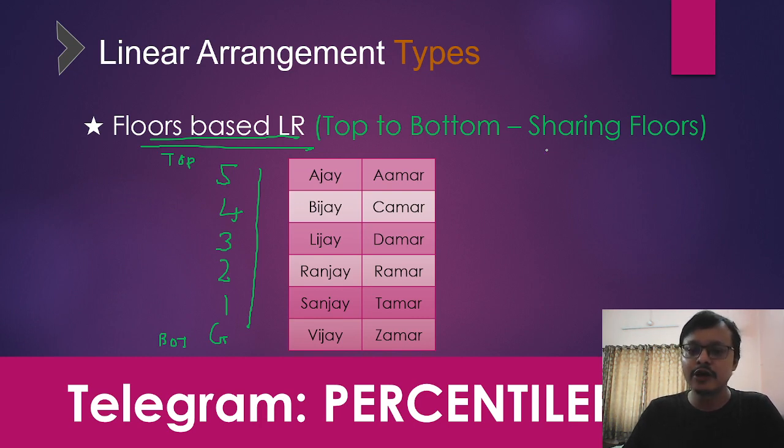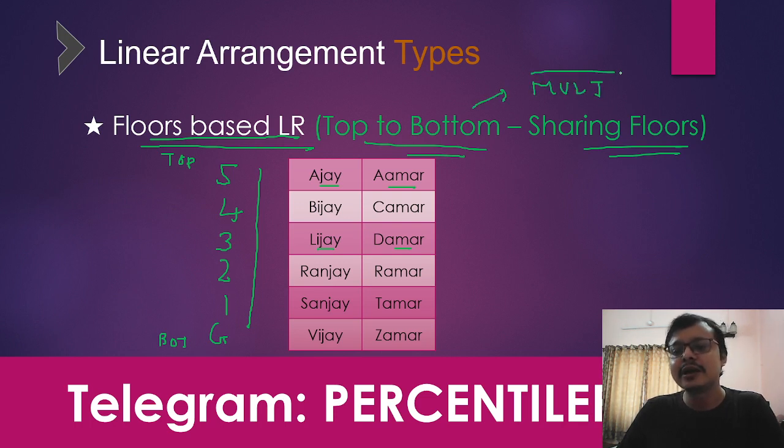But here what is involved is not just top to bottom arrangement, but also the fact that people could be sharing floors. As you might have noticed, in practical terms, on a floor you have different people also having their flats. So for example, on the fifth floor, you have Ajay and Amar both having flats. Similarly, here you have Vijay and Damar both having flats on the third floor. So what this does is, not just the top to bottom, but it also does what is called multiple people in a particular layer.